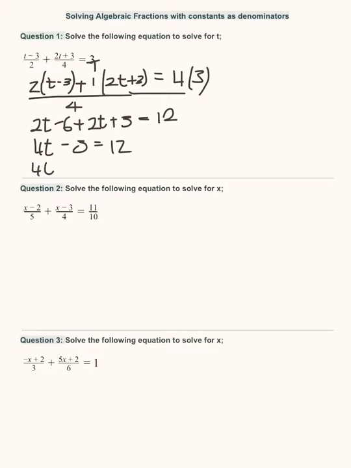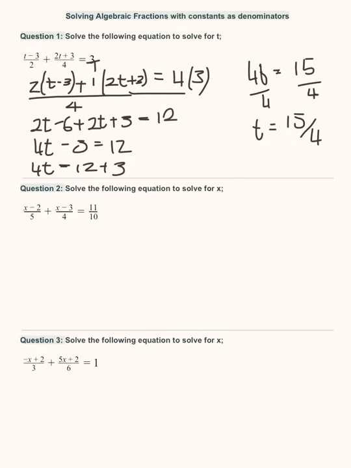I'm now going to get all my t's to one side, normal numbers on the other. So bring over that minus 3 gives me plus 3. So that leaves me with 4t equals 12 plus 3, which is 15. Divide both sides down by the coefficient, and we have t equals 15 over 4, and that is the value of t for that equation.